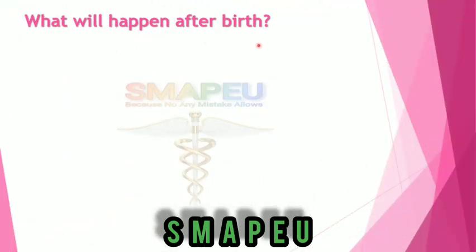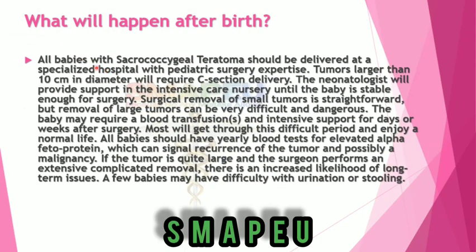What will happen after birth? All babies with sacrococcygeal teratomas should be delivered at a specialized hospital with pediatric surgery expertise. Tumors larger than 10 cm in diameter will require a C-section delivery. A neonatologist will provide support in the intensive care nursery until the baby is stable enough for surgery.